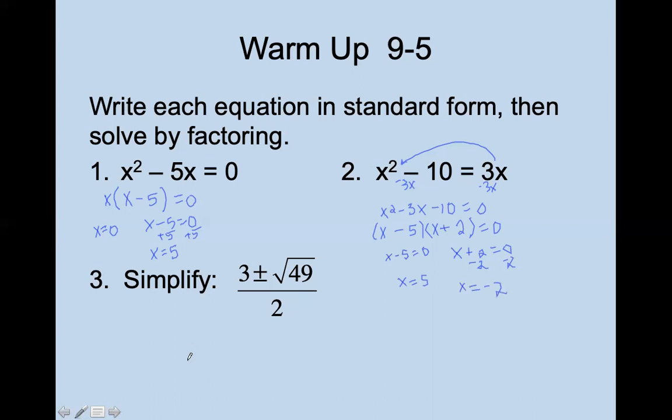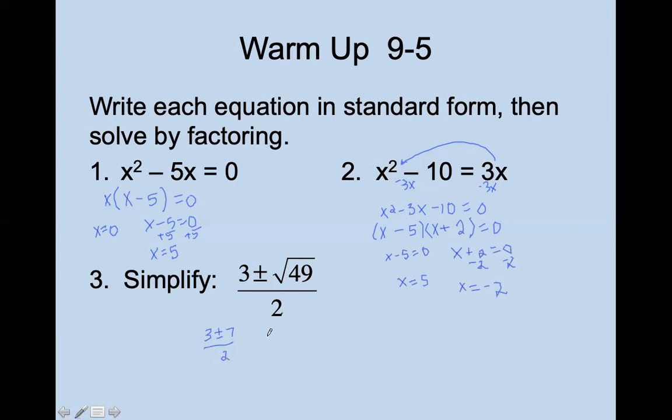All right, this third problem is a little different. It's something we're going to be doing today. You're going to have to simplify expressions like this with the plus or minus. Yesterday, we talked about the square roots. So this one, to simplify it, I would write 3 plus or minus. Hopefully you figured out the square root of 49 is 7, divided by 2.